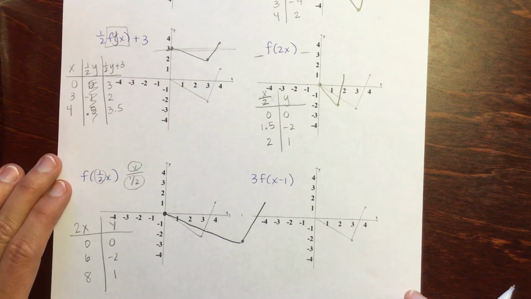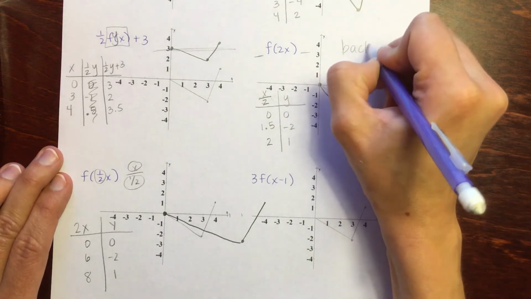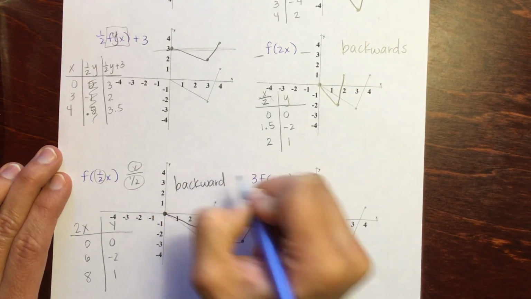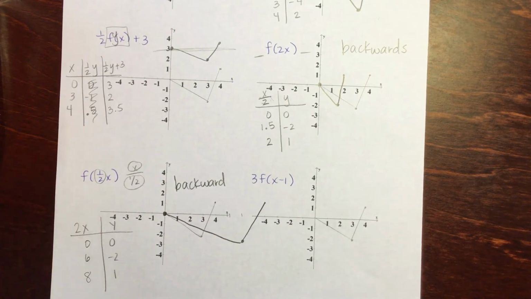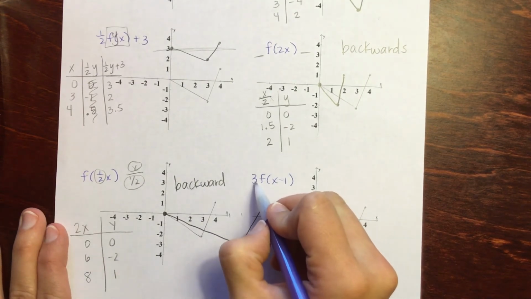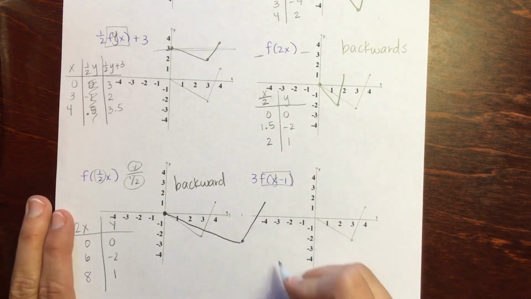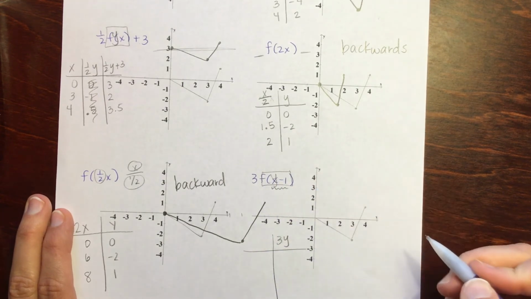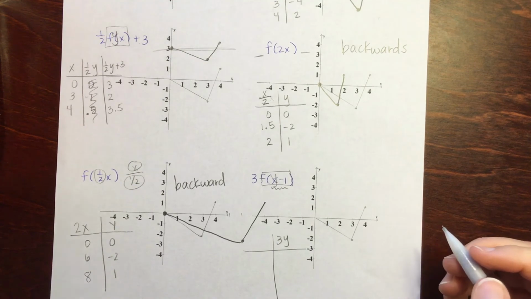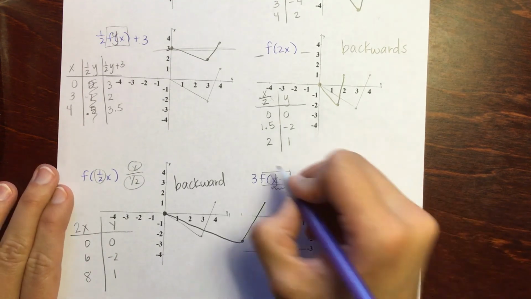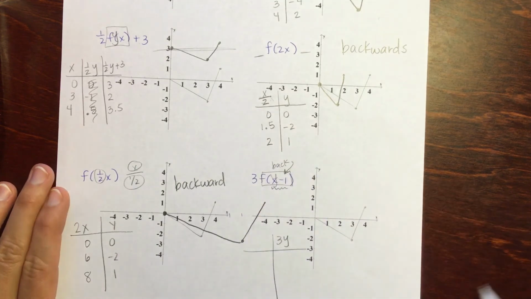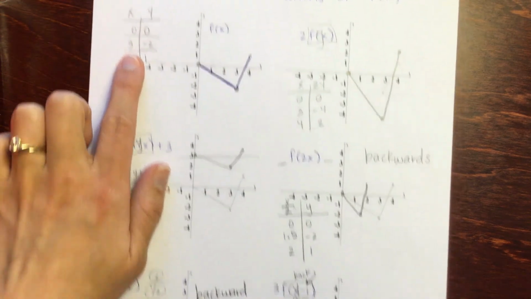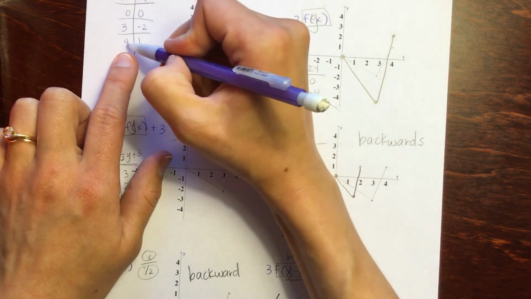Okay, so anything inside your parentheses goes backwards from what you expect. Anything in front of your f of x or added to the end is just straightforward. So let's do an example where we have multiple things going on. I have this 3 in front of my f of x or my y value, so I'm going to take my y values and multiply them by 3. I also have this x minus 1 in the parentheses, but it's in the parentheses. Inside the parentheses is backwards from what you expect. So instead of minus 1, I'm going to add 1 to every single x value.